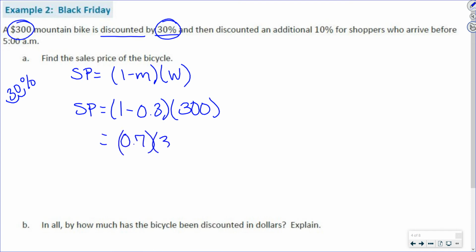0.7 times 300 would give me $210. Mr. Hale, how do you know it's $210? Well, I come over here and I do a little bit of multiplication. 300 times 0.7.